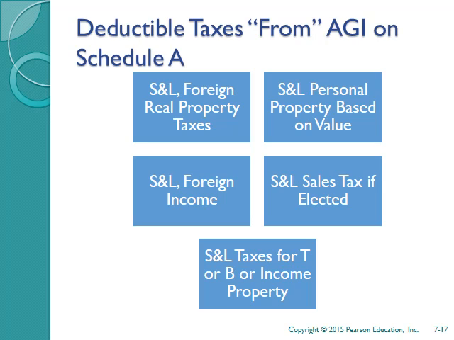So here's a visual representation of the various taxes that are deductible from AGI on your federal taxes. So you've got state and local foreign real property taxes, state and local personal property based on value, state and local foreign income, state and local sales tax if it's an elected tax, and state and local taxes for trade or business or income.